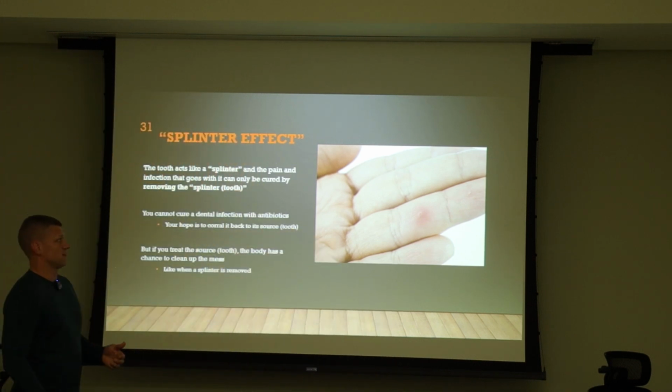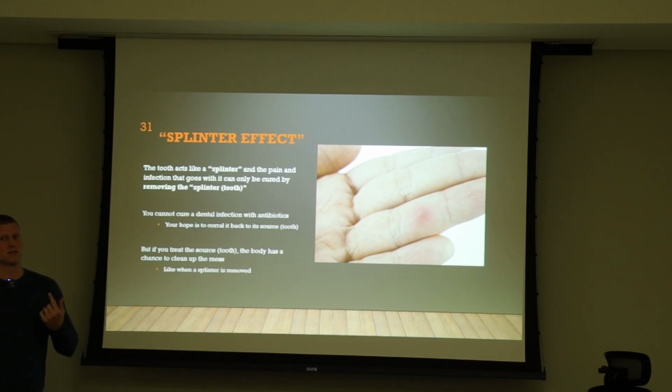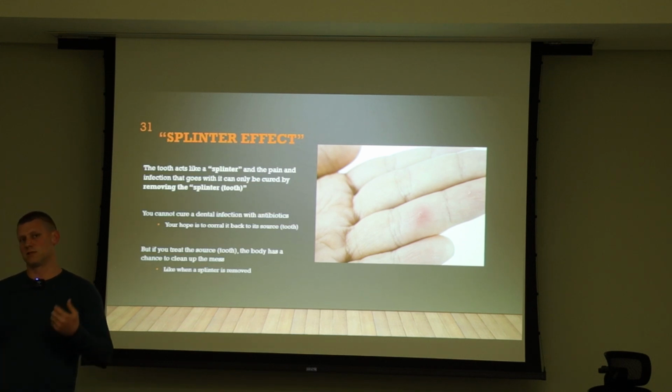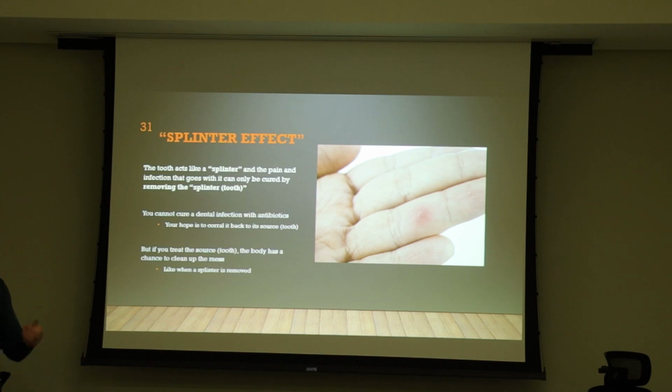So, the splinter effect. Teeth, whenever they get bad, are basically splinters. The body's trying to get rid of them at that point. There's infection all the way around it. It's just that the periodontal ligament is so strong, and the bone around it is so designed to keep that tooth in, that it's keeping the tooth in. But the body wants that tooth out because it's causing this infection. So the moment you pull that tooth and get that splinter out, everything heals up.